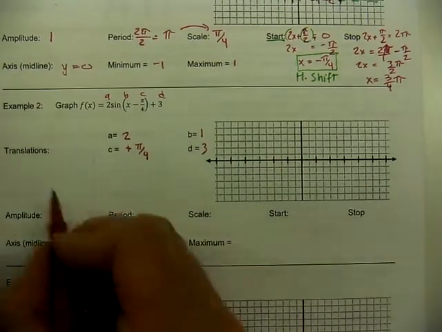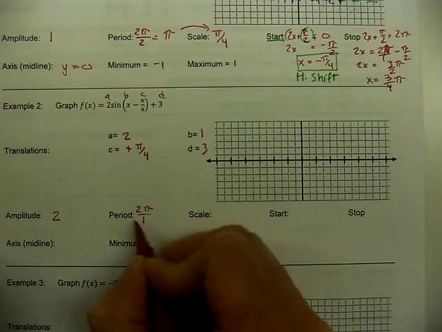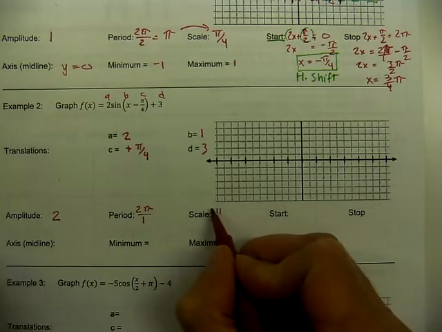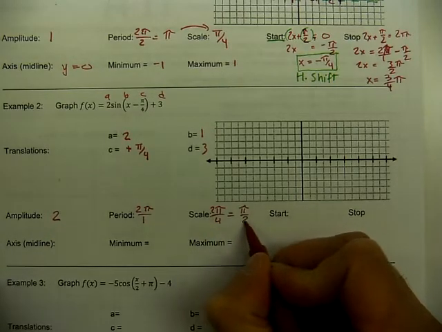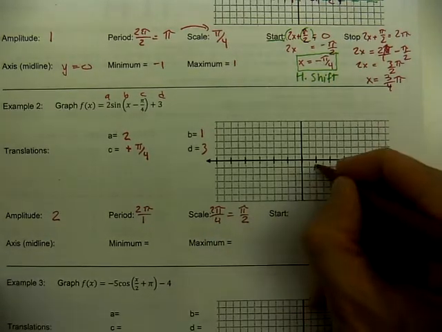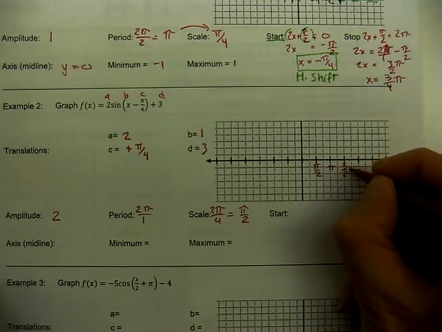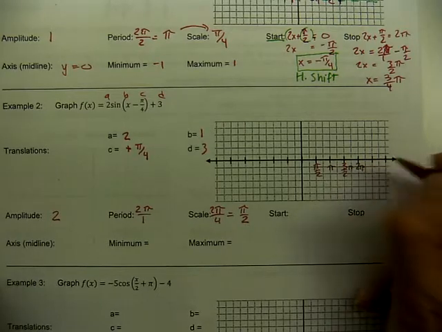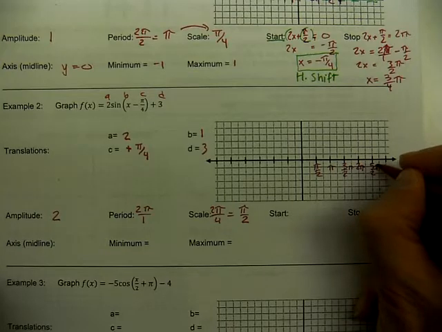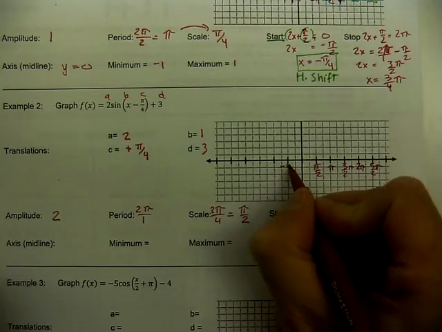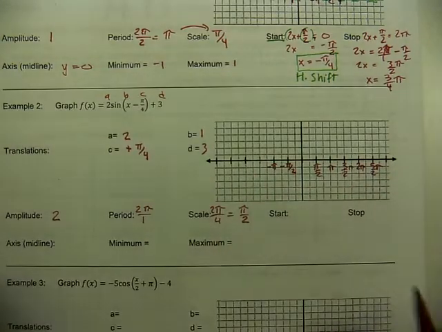Okay, amplitude then is 2. Period is 2 pi divided by 1, so of course that stays the same. We take that result of 2 pi divided by 4 to get our scale. So pi over 2 is what we have here. So pi over 2, pi, 3 halves pi, 2 pi. Let's see, if we go one more, that would give us 5 halves pi. In the negative direction, we'd have a negative pi over 2, a negative pi, and we'll add more if we need. Where do we start?